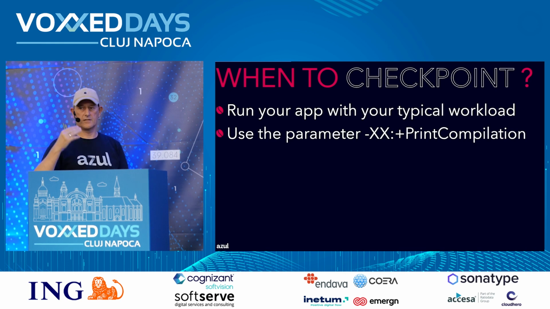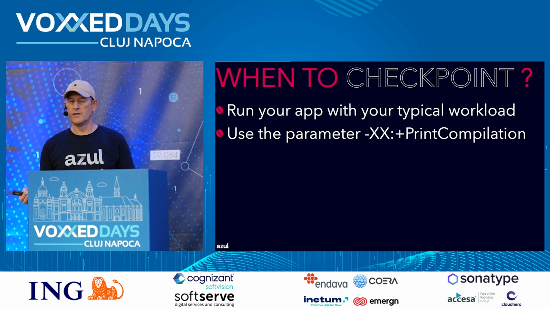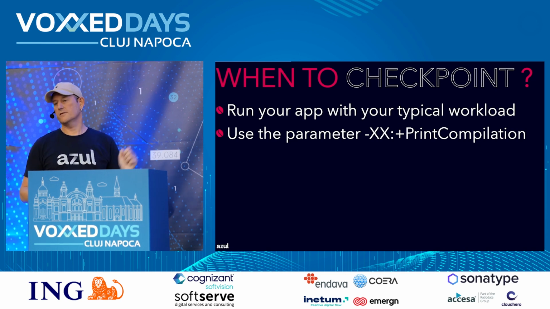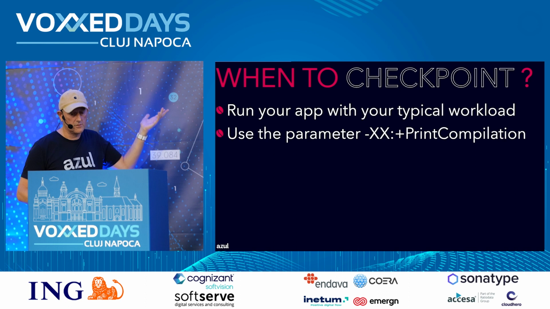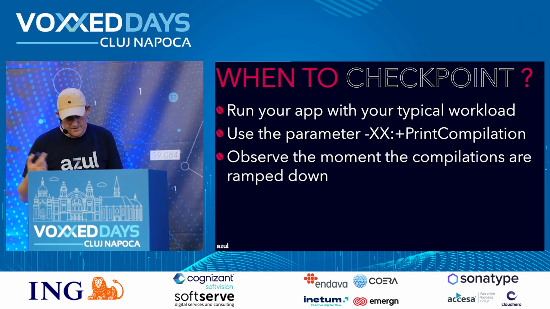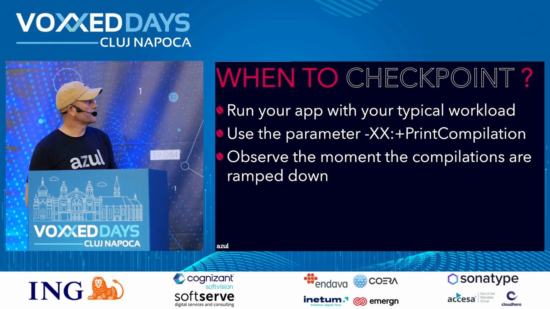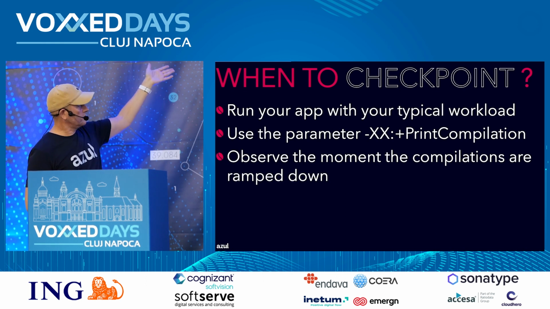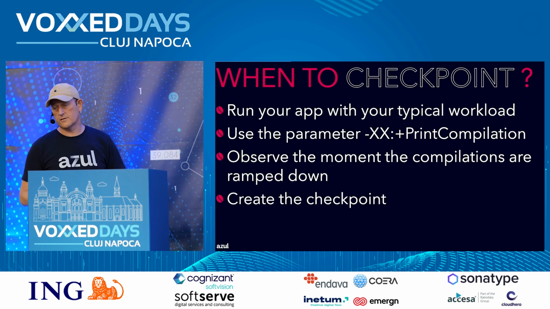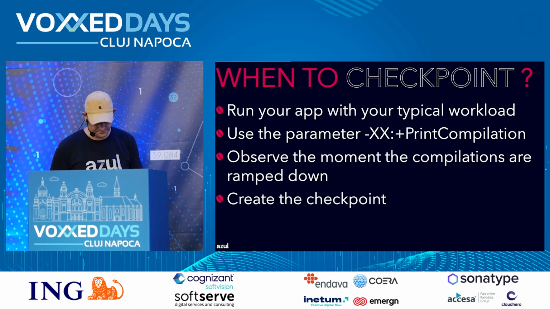Fewer compilations are done. That means most of the code is compiled and optimized, and that's a good point in time to create the checkpoint. That's how we do it. But this is just a rule of thumb. You have to play around with that. You observe the moment the compilations ramp down, and then you create the checkpoint using jcmd, for example.